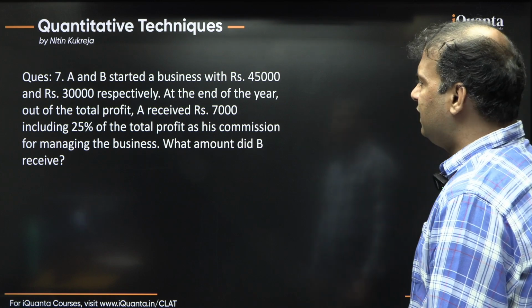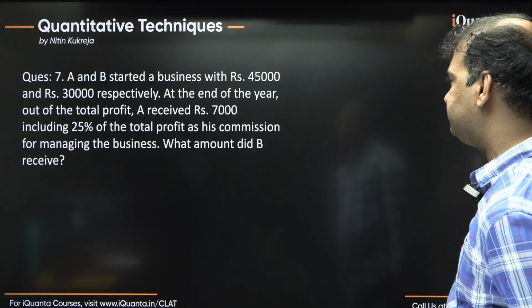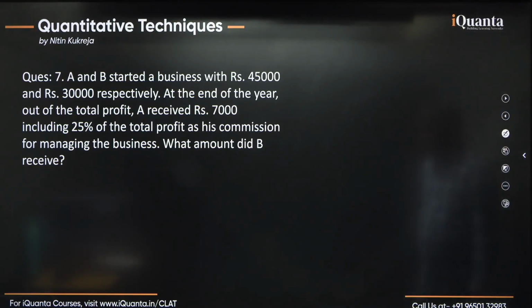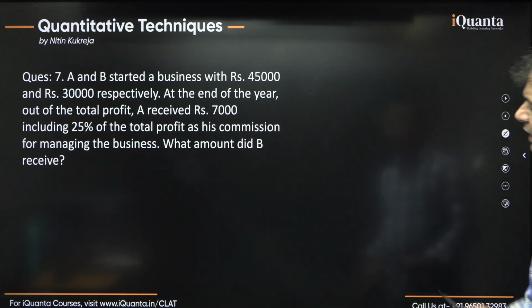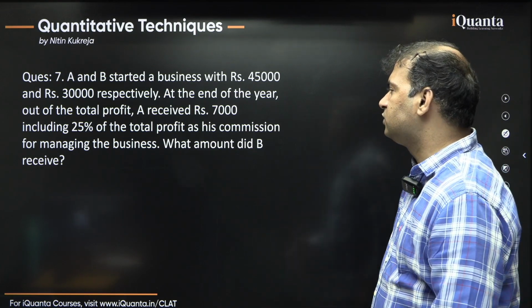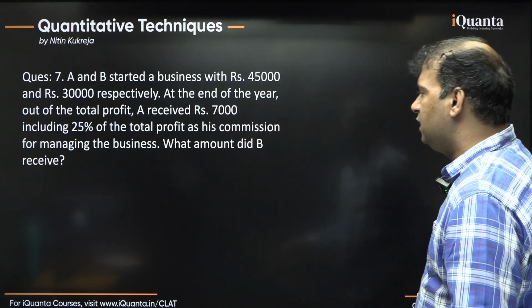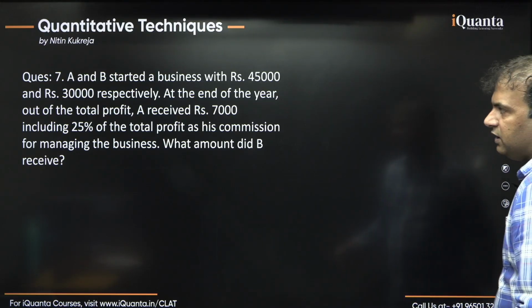Simple. Let me explain with the help of this question, right? They are saying: A and B started the business with rupees 45,000 and rupees 30,000 respectively. At the end of the year, out of the total profit, A received rupees 7,000, including 25% of the total profit as a commission for managing the business. Now, what amount did Mr. B receive? That's the question.